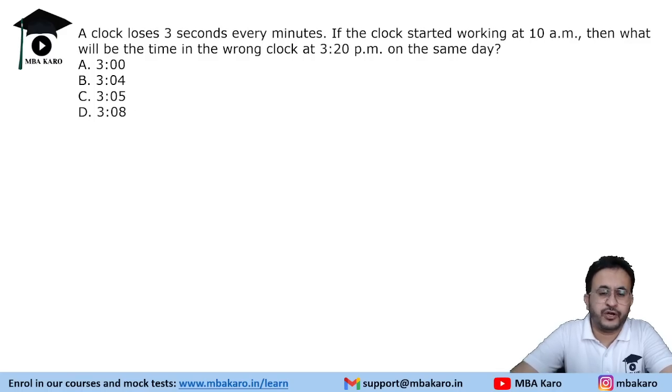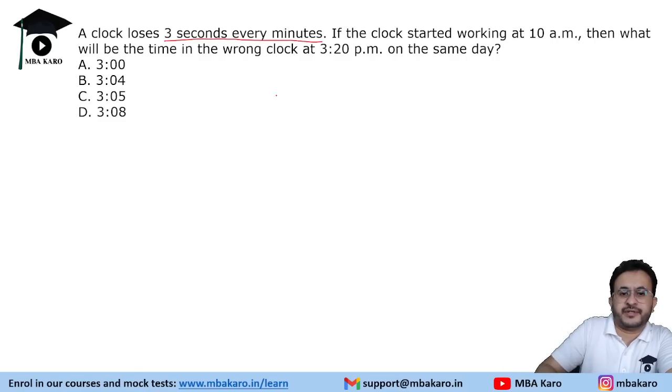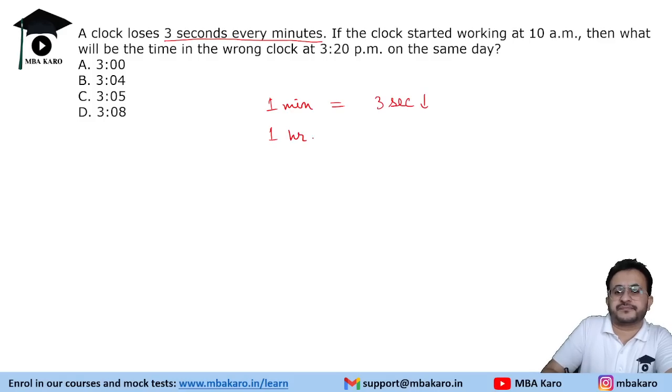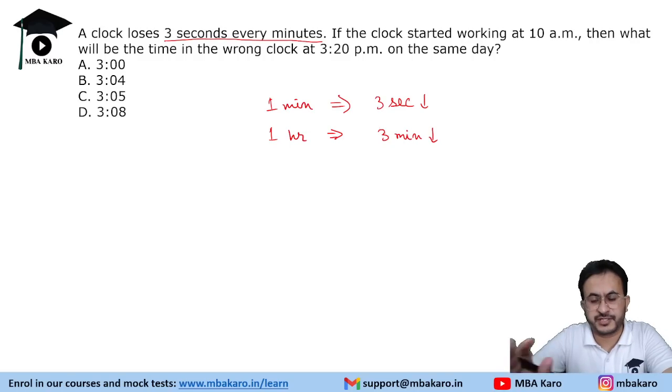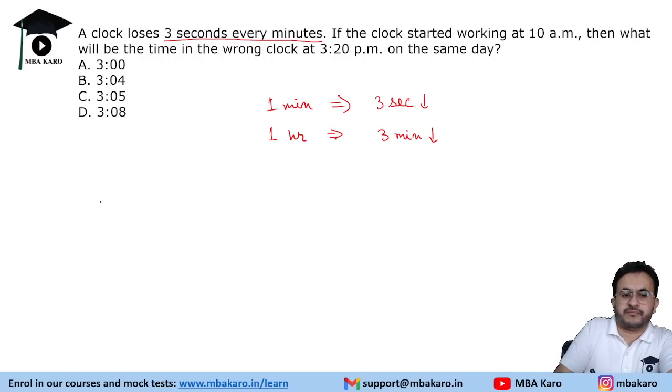So it says that a clock loses 3 seconds every minute. If the clock started working at 10 a.m., what will be the time in the wrong clock at 3:20 p.m. on the same day? Okay, 3 seconds every minute. So in 1 minute, it is 3 seconds behind. In 1 hour, it will be 3 seconds into 60, which is 180 seconds. It will be 3 minutes behind. In 1 hour, it will be 3 minutes behind. Now 10 to 3:20, or we can say 15:20.